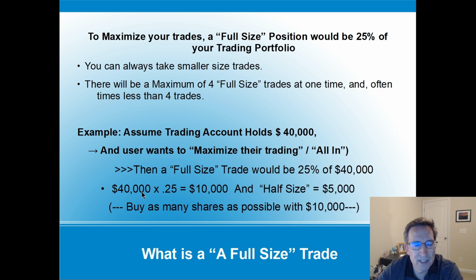But let's just say they did a full size and they wanted $10,000 for their trade. That just means that you would buy as many shares as possible for that ETF that $10,000 would buy you at that time. So if it was to let you buy, let's say, 221.2 shares for $10,000, then you would just enter 221, and that's it. And that would be a full-size trade or a full-size position.